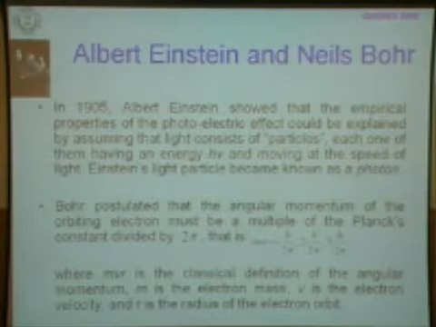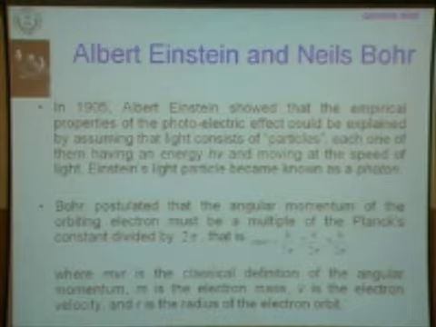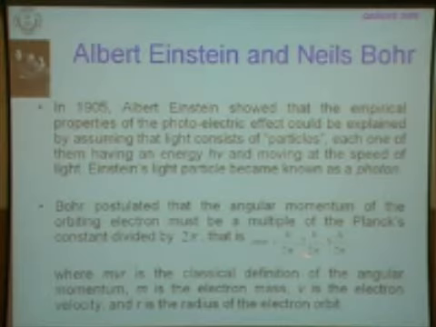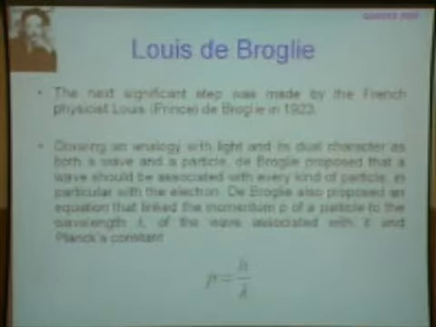Einstein's light particle later on became known as a photon. Bohr postulated that the angular momentum of the orbiting electron must be a multiple of the Planck's constant divided by 2 pi. So mvr is the angular momentum, that is a multiple of h upon 2 pi, where mvr is the classical definition of the angular momentum, m is the mass, v is the electron velocity, and r is the radius of the electron orbit.